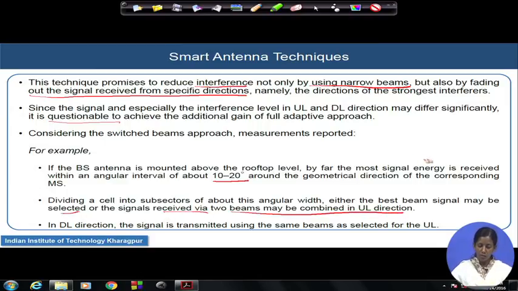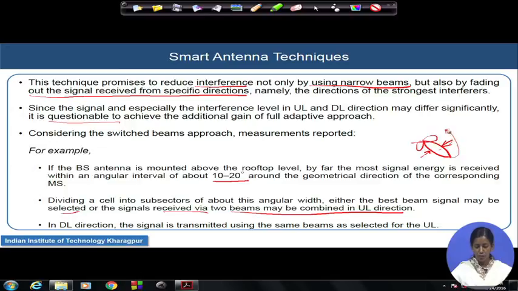So, the situation is something like this: the mobile station to the base station combination is giving you the maximum signal energy within 10 to 20 degrees of beam width. If this is the situation, then I can either select any one beam, the best beam signal that is coming, or the signals that are received via the two different beams.